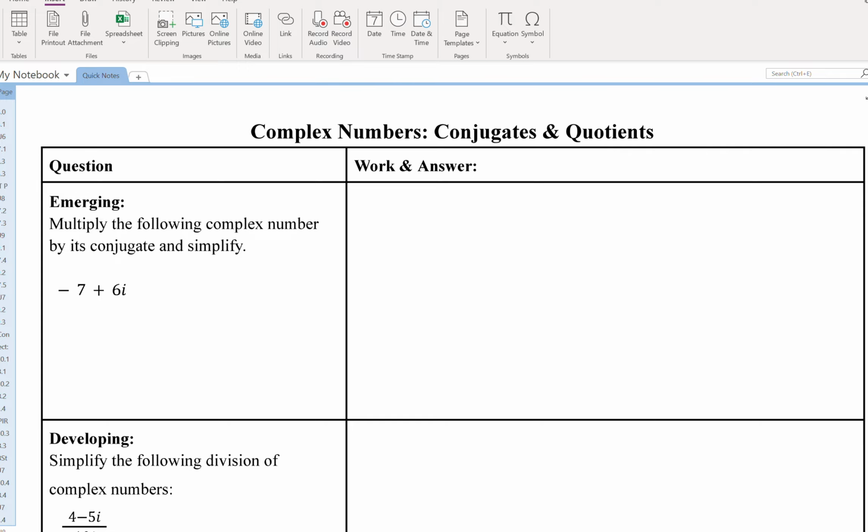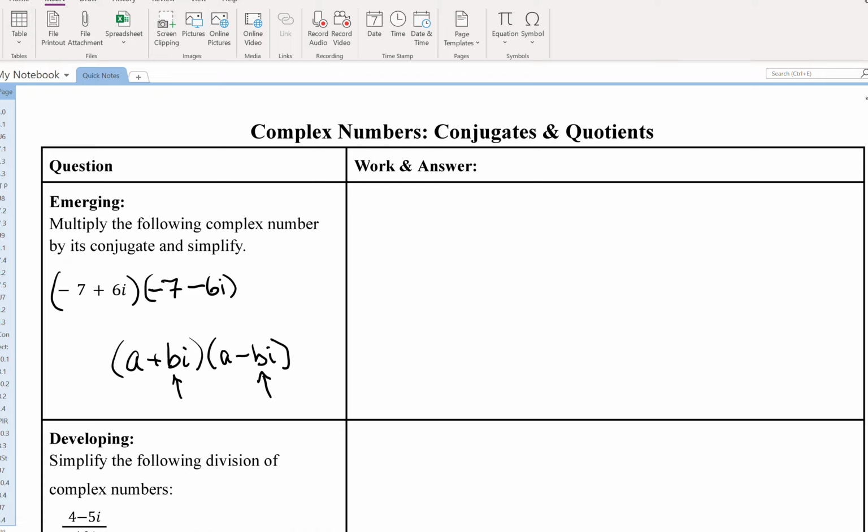And so the conjugate of a complex number, let's say a plus bi, would be a minus bi. It's just the imaginary part switches signs, and that's it. Otherwise they're the same. So one's plus, one's minus. So in this case, the conjugate of negative 7 plus 6i is negative 7 minus 6i.